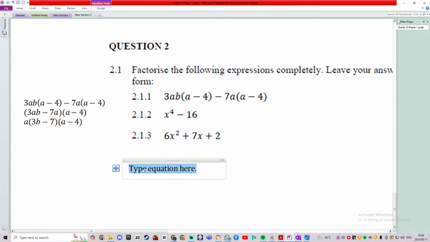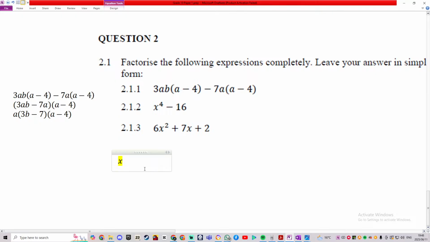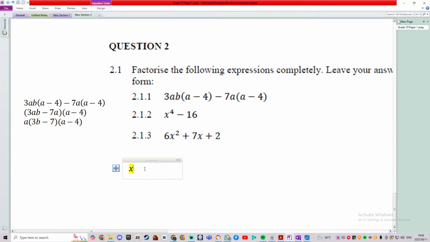I don't know. We have x. Why is it highlighted? I could get this to the, okay. We have x to the power 4 minus 16.